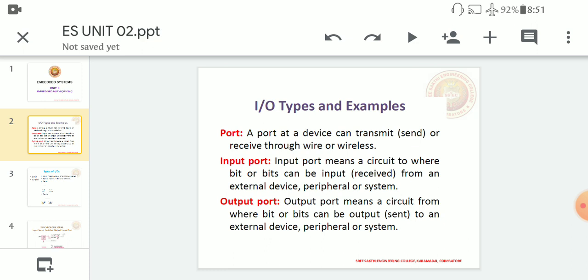Like a computer, we need an input, we need a processor, and we need an output. Here in an embedded system, we are using input and output ports, and the CPU is an embedded system. So for this, we'll have an input port and an output port. A port is a device which can transmit or receive through wire or wireless, so it can be wired or wireless.